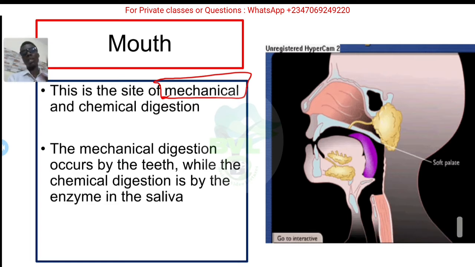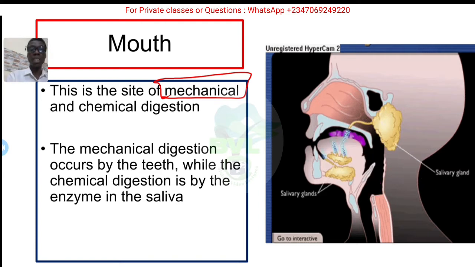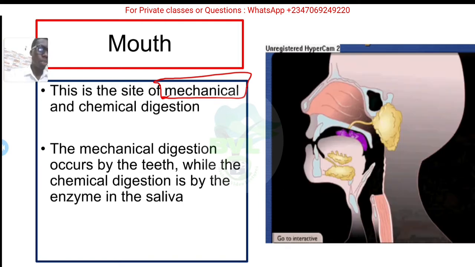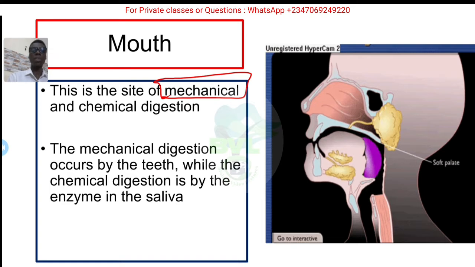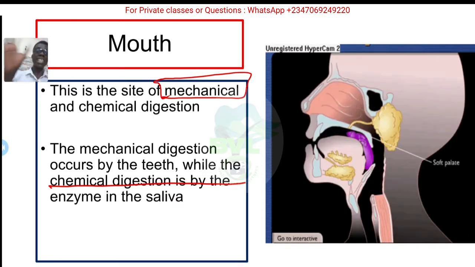Now hear this. If you're asked in a question where the first site or the major site of mechanical digestion is, that's the mouth. You do most of the chewing in the mouth, except if the food is not chewable, or if it is a fluid. And also, where is the onset of chemical digestion? The first place digestion happens is in the mouth. Now, there's a clause here. Number one, unarguably, if the food is chewable, mechanical digestion happens in the mouth. But chemical digestion happens only on carbohydrates in the mouth.